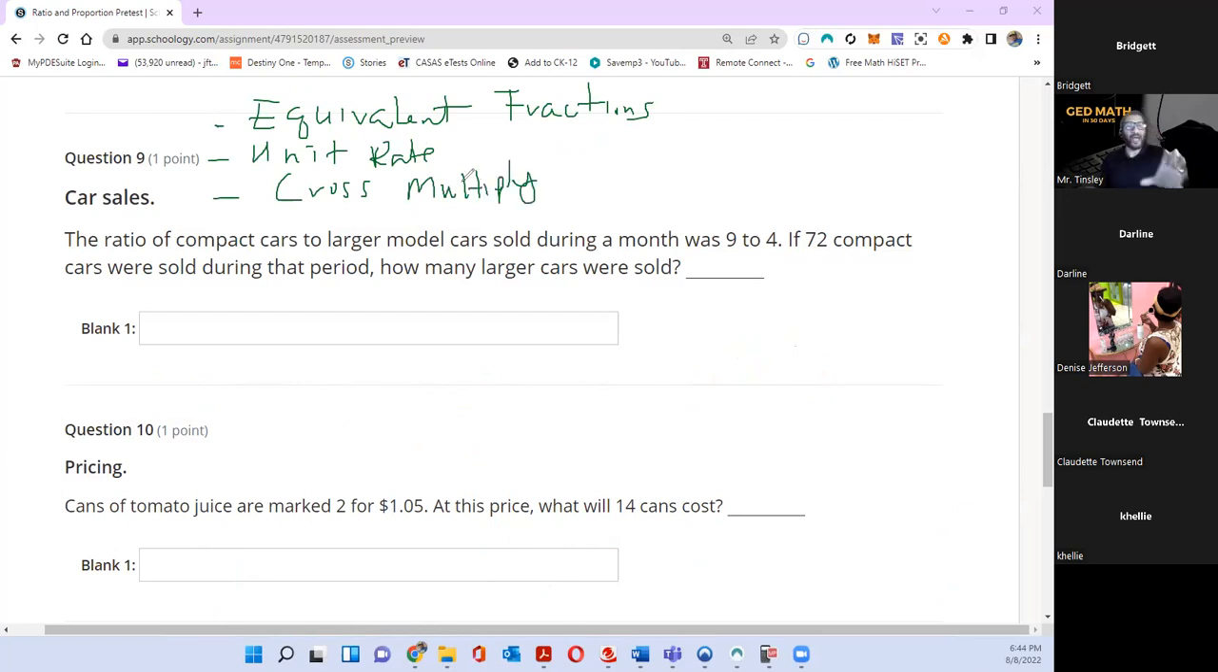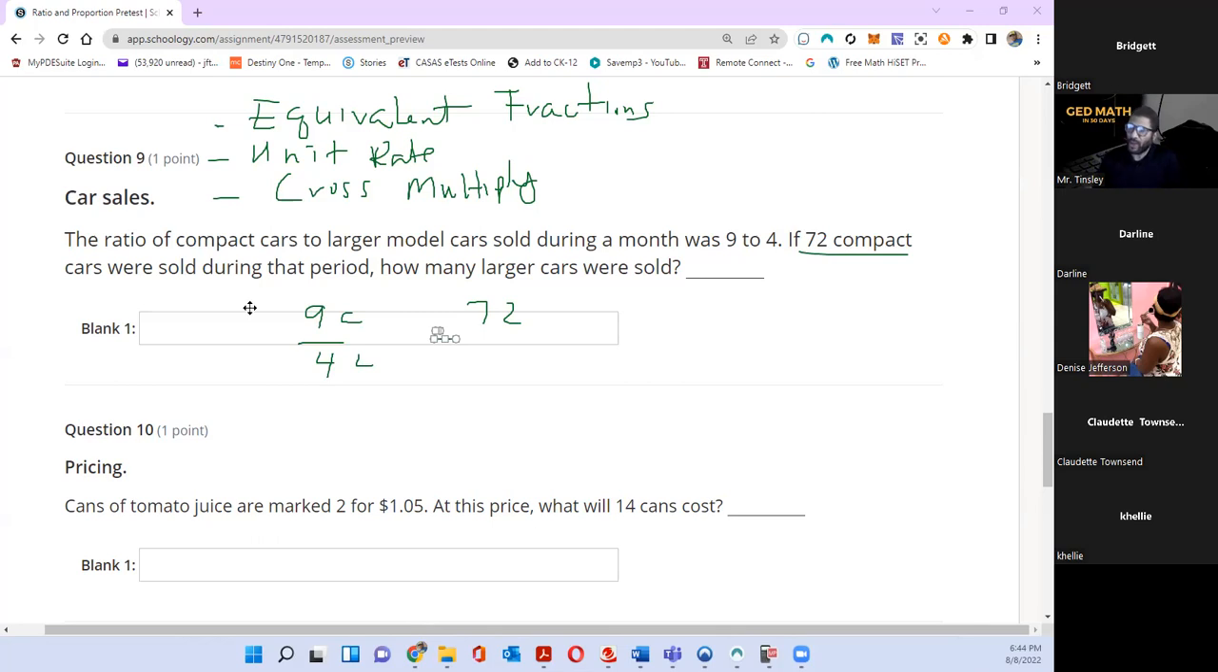But watch how much easier I'm going to make this problem now. I'm going to set it up before, so 9/4. That's the ratio that we already know. Remember, compact to larger. So compact is 72. That's going to go on the top. Watch how much easier this problem becomes if I use equivalent fractions. For the GED, most of the proportion problems you can solve with equivalent fractions.